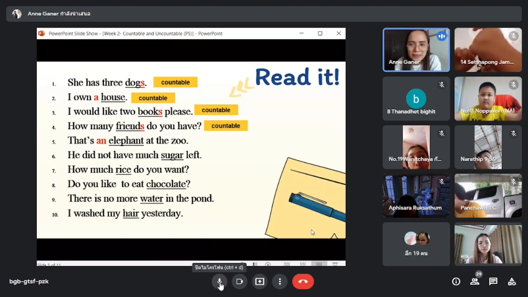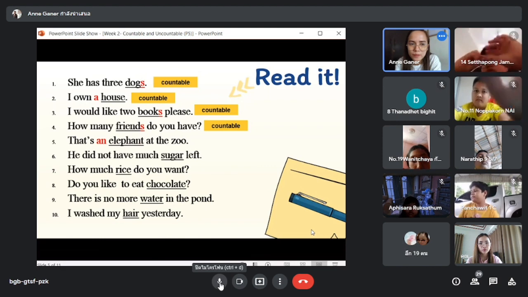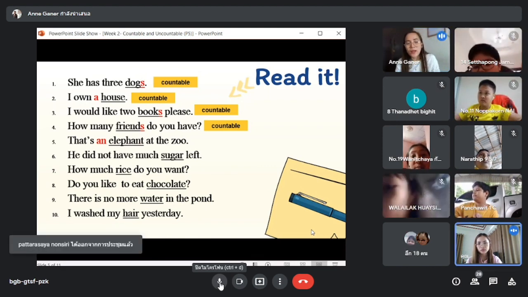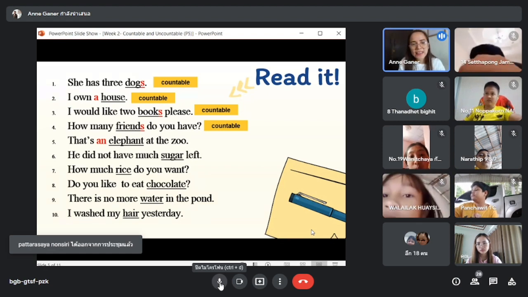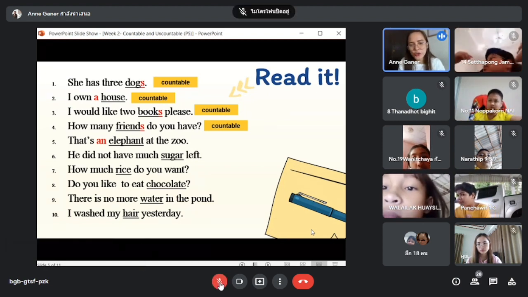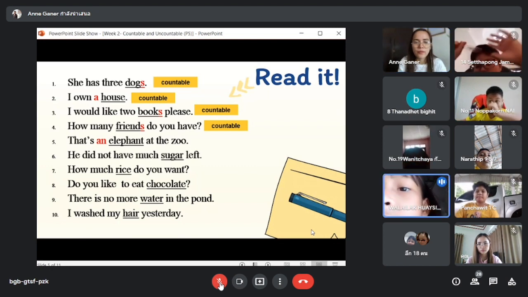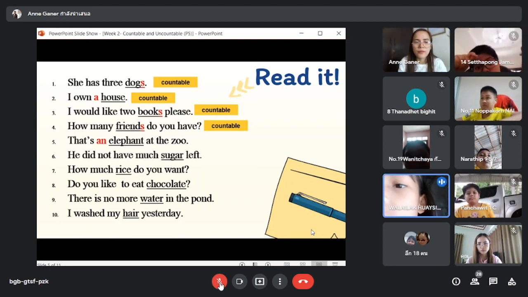Okay, Walay Lak instead. Walay Lak, can you read number 5? That's an elephant at the zoo. Go. That's an elephant at the zoo.